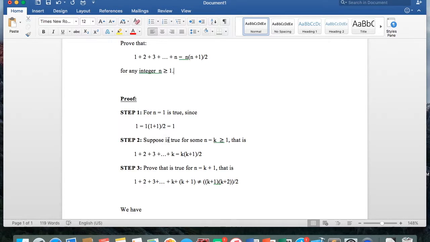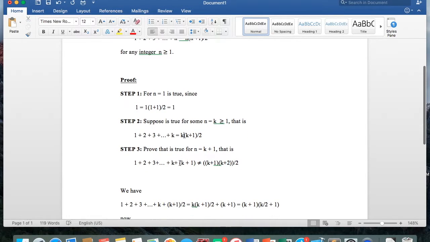Step 2 is to assume it is true for some n equal to k, where k is greater than or equal to 1. That is, everywhere that you see an n, you're going to substitute a k. So in this original equation, we have 1 plus 2 plus 3 plus ... plus n equals n times (n plus 1) divided by 2, so everywhere that we see an n, we want to put a k. And then step 3 says, prove that this is true for n equals k plus 1. That is, you have the original equation, and everywhere that you see a k, it'll be a k plus 1 on the left-hand side and on the right-hand side.